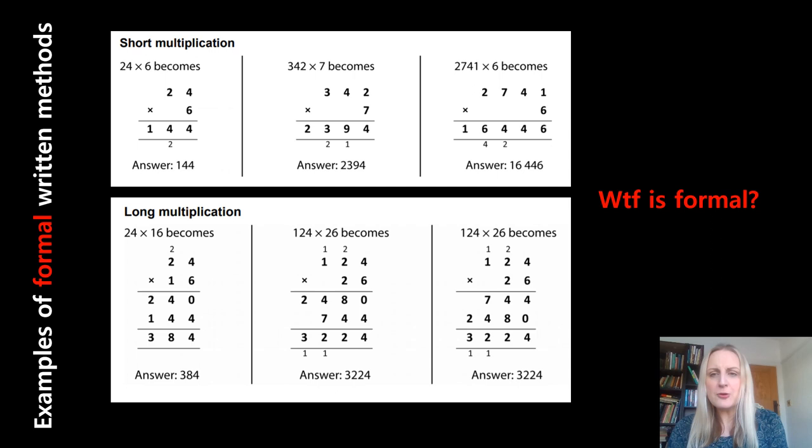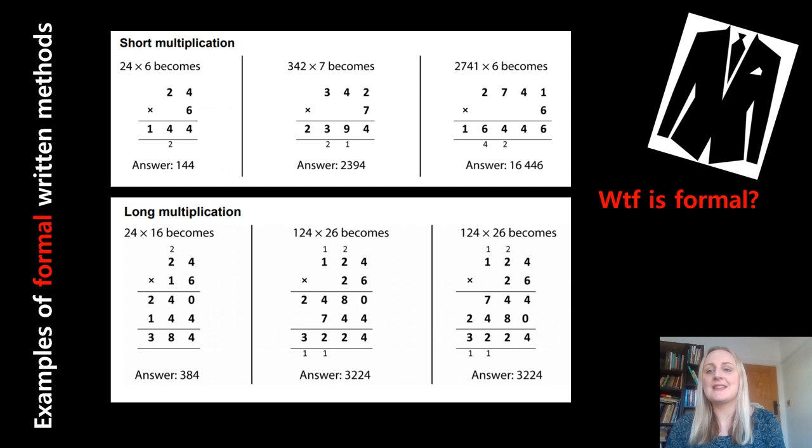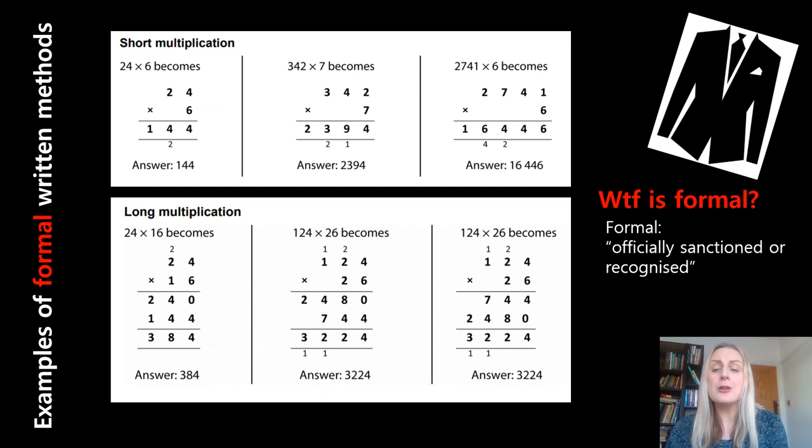The word formal surprises me. What on earth do we mean by formal? I'm kind of imagining a method in a dinner jacket. Like, what is this formality of methods? I looked up formal to see the various different meanings of it. And I think the meaning that's used here, the dictionary definition, is officially sanctioned or recognised. So what they're saying is that the column method for multiplication is officially sanctioned by our government.